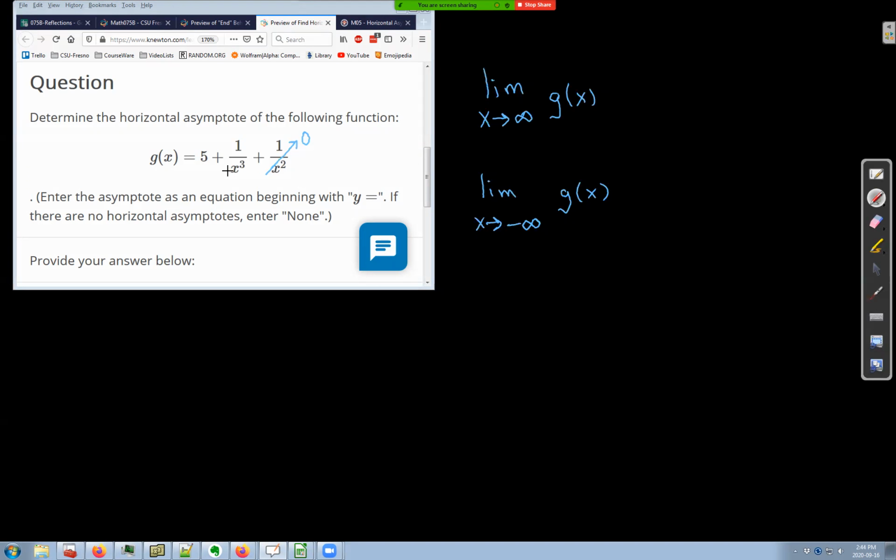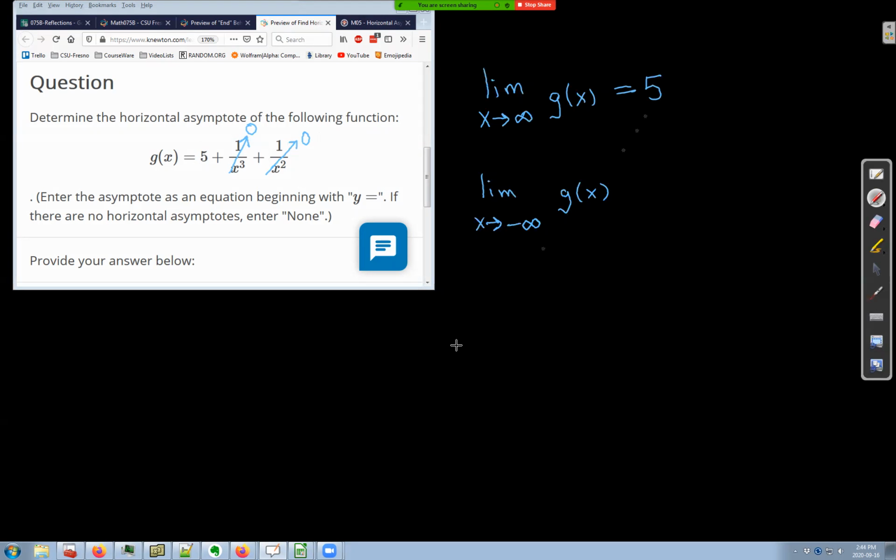And same deal over here. This one's even worse. I've got 1 cookie and I'm sharing it with 1 billion cubed people. Well, that's practically 0. And then the 5, well, 5 doesn't do anything. 5 doesn't care about x, so 5 is just going to be 5. So this limit is equal to 5.